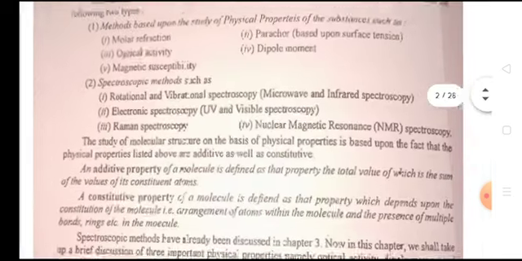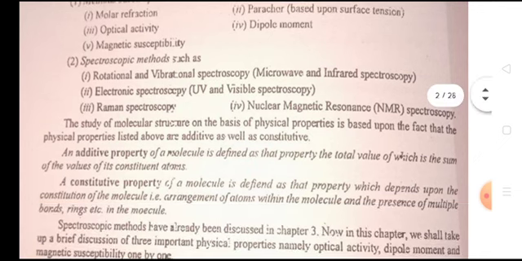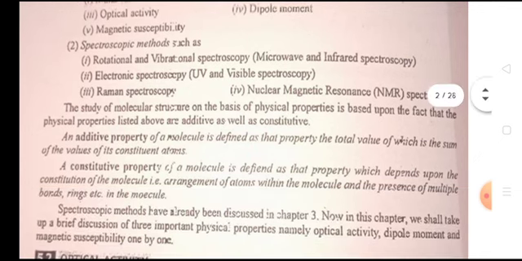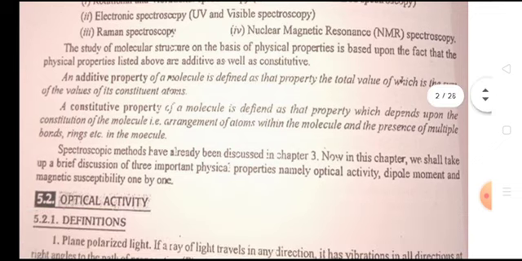Introduction. The various methods used for the study of molecular structures may be broadly classified into two types. First, methods based upon the study of physical properties of substances such as molar refraction, optical activity, magnetic susceptibility, parachor, dipole moment. Second, spectroscopic methods such as rotational and vibrational spectroscopy, electronic spectroscopy, Raman spectroscopy, nuclear magnetic resonance, NMR spectroscopy.